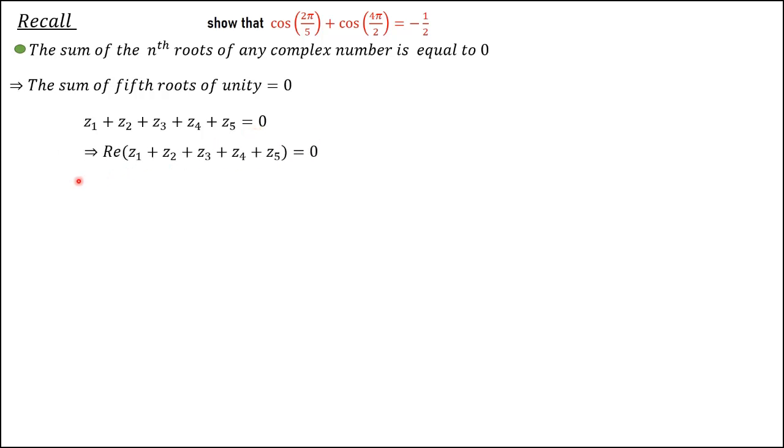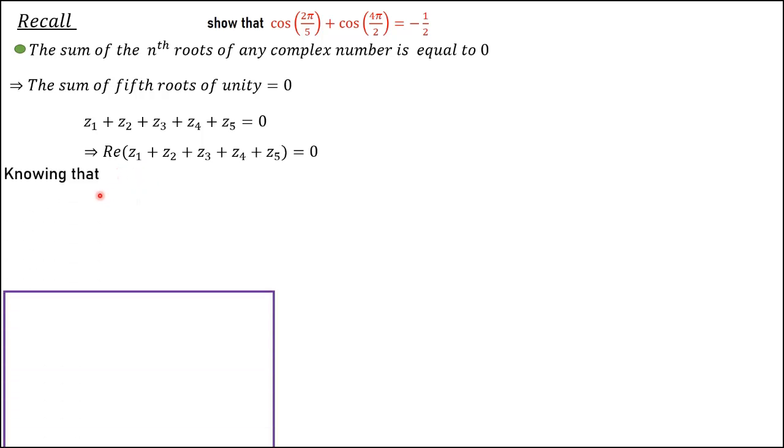So saying that, it implies we can say that the real part equals 0, because if the complex number equals 0, it means the real part equals 0 and the imaginary part as well equals 0. But in this particular question, we are going to say that the real part of this complex number, because z1, z2, z3, z4, and z5 are complex numbers. So saying that the sum of those complex numbers equals 0, it means we can still say that the real part of the complex number is equal to 0.